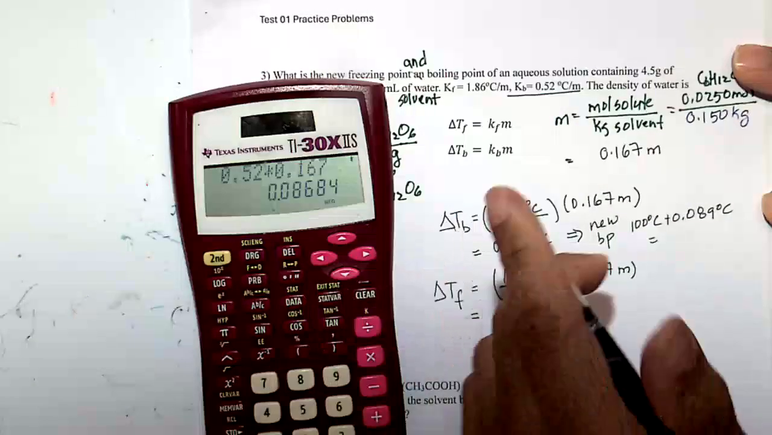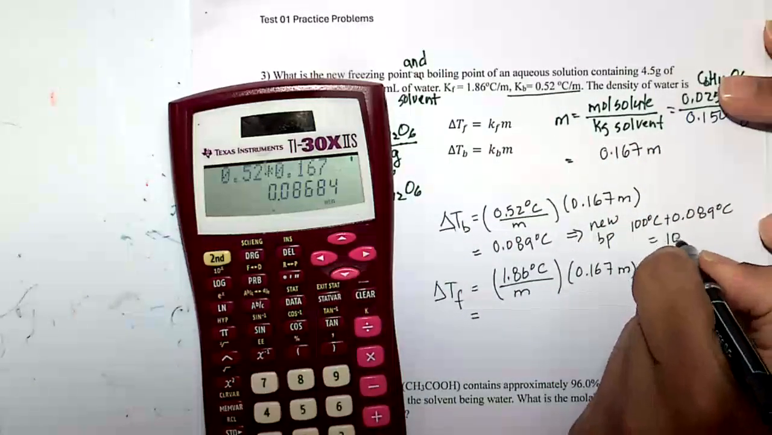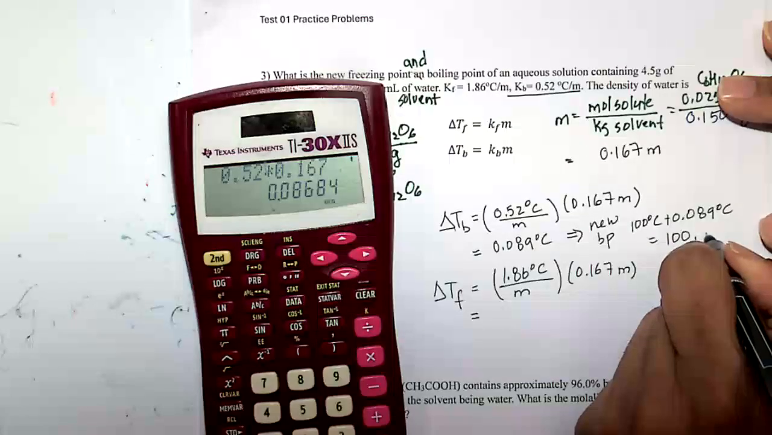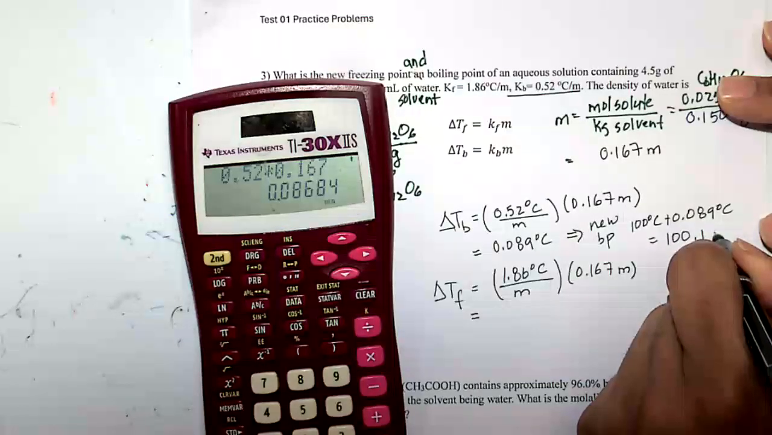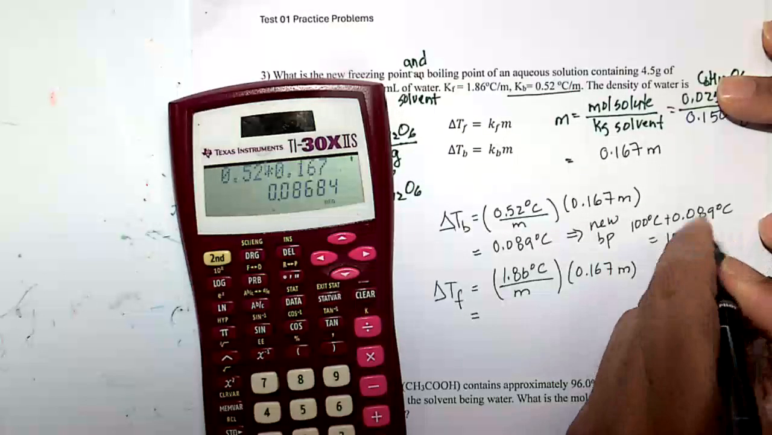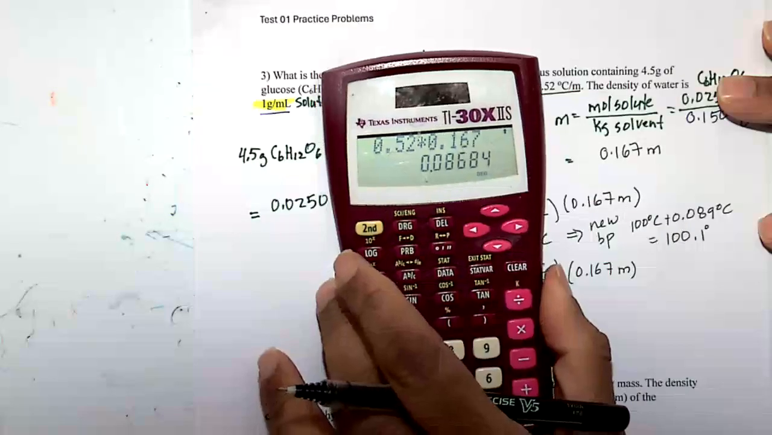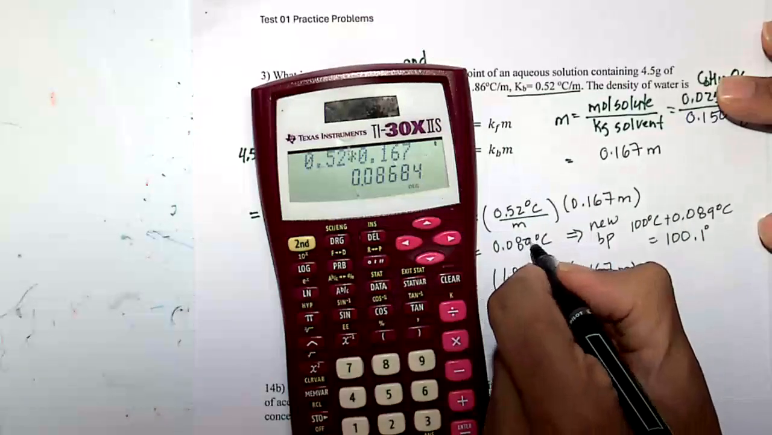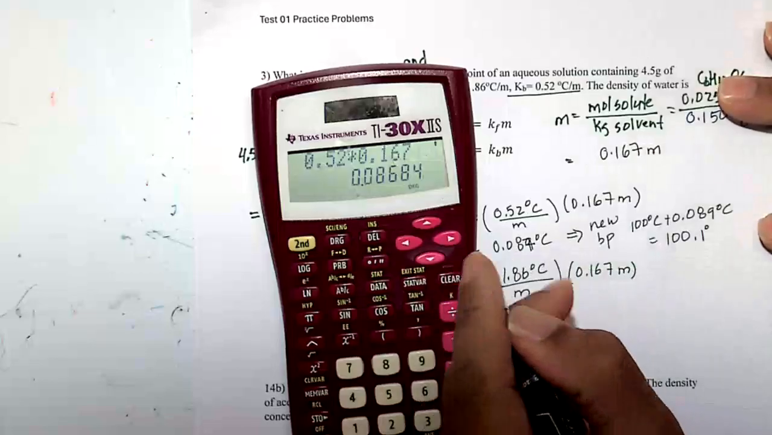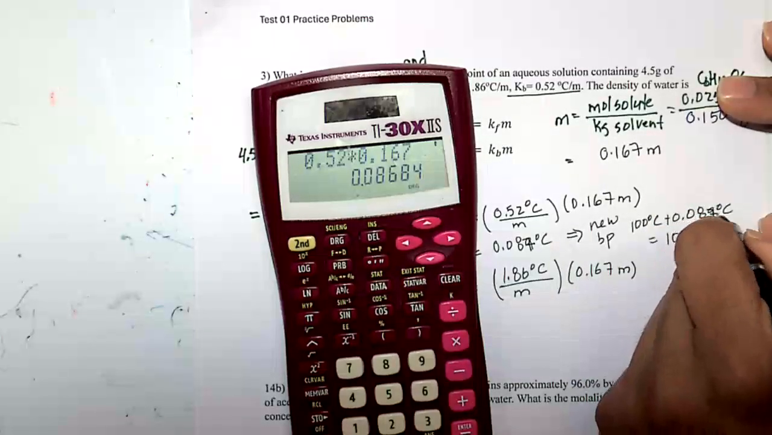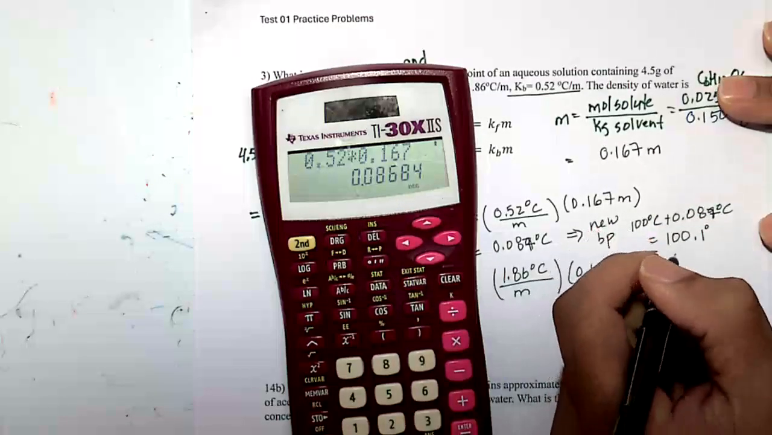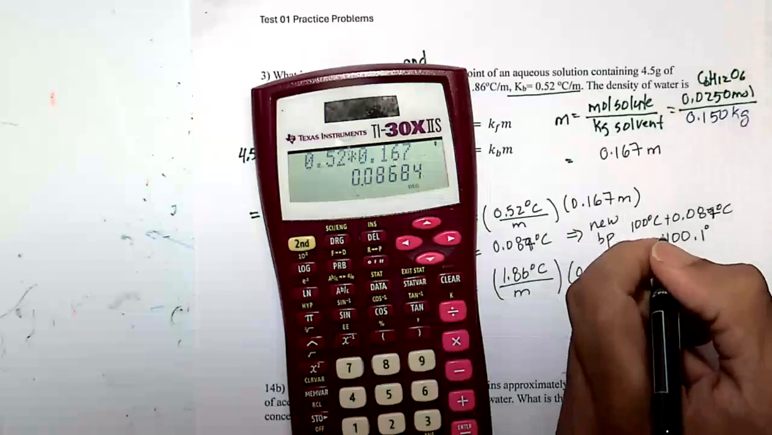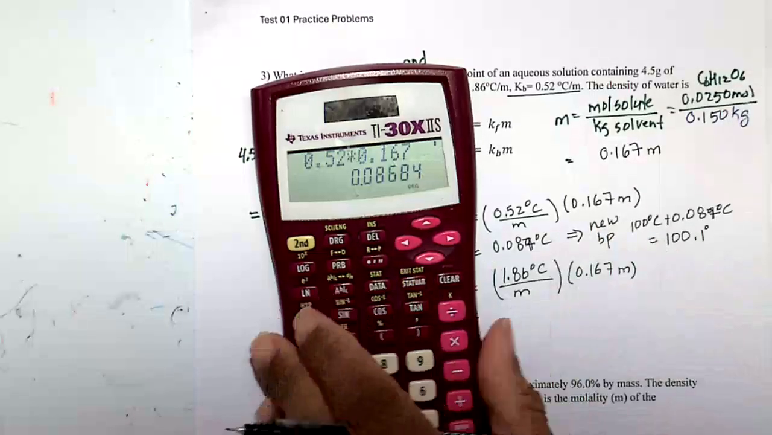So our new boiling point will go up by how much? About 100.08 or 100.1? You don't need to know anything that precise, that's too much. They don't need to know actual stuff like that. 87. Okay, so yeah, about 100.087, which is about 100.1.